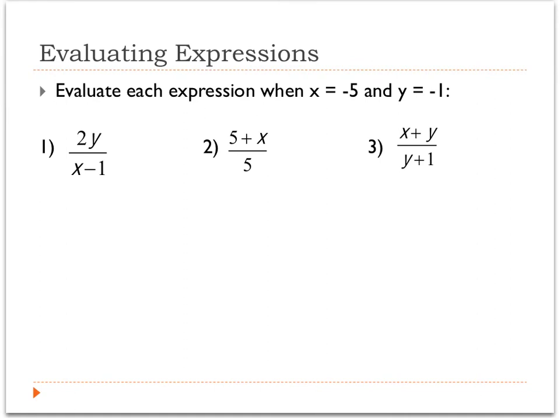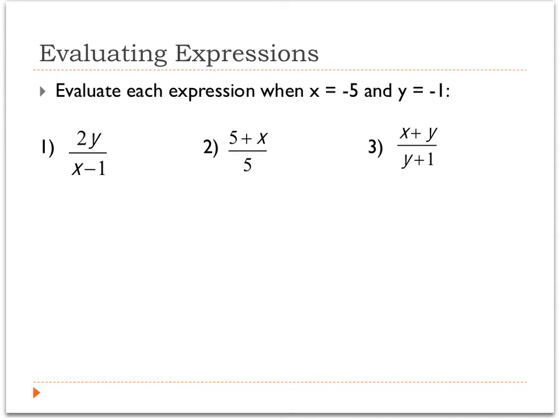The final three examples that we're going to do together involve taking a look at an expression, and now I know what the variables are. So here we're going to evaluate knowing when x is -5 and when y is -1. So we're just going to plug in numbers for letters and then solve.